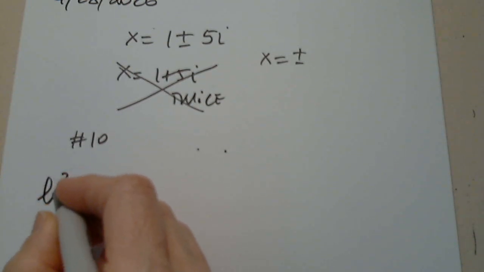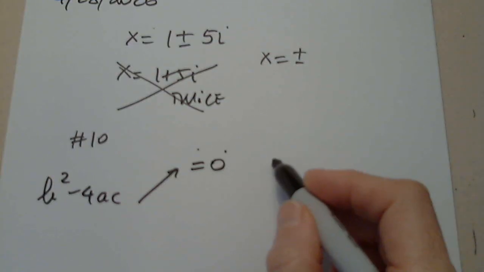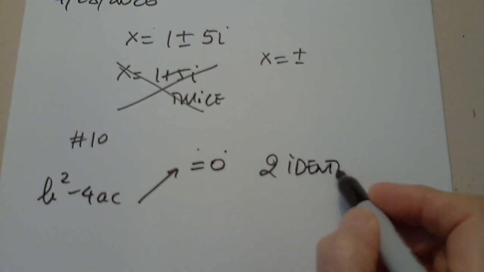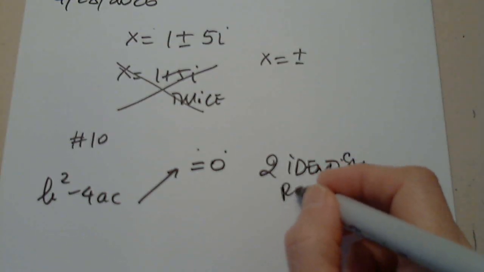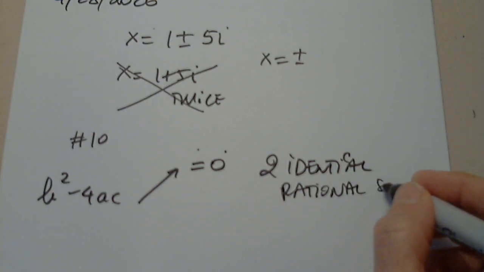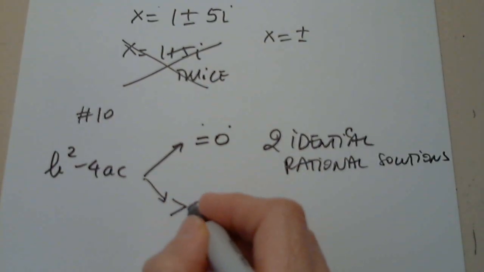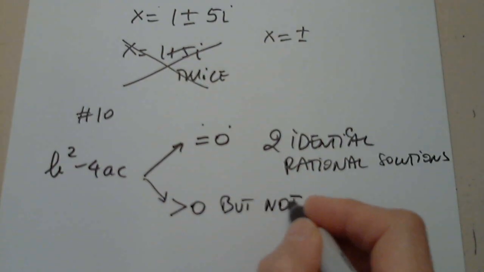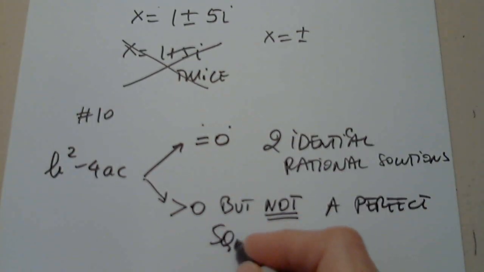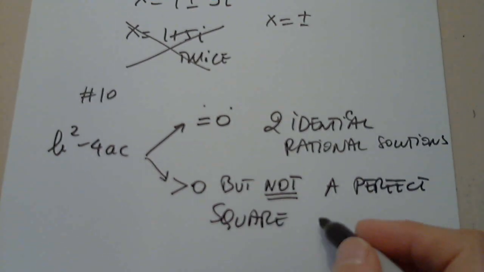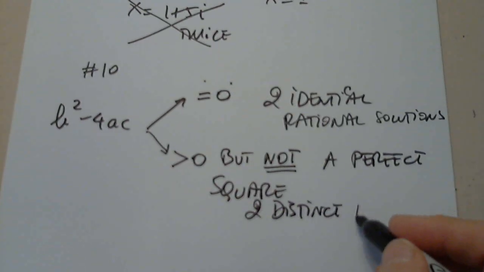A real number. So b squared minus 4ac. If it is 0, there are two identical rational solutions. If the discriminant is greater than 0, but not a perfect square, then two distinct rational solutions.